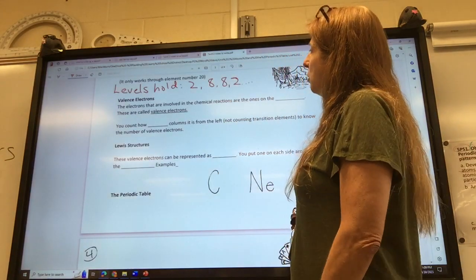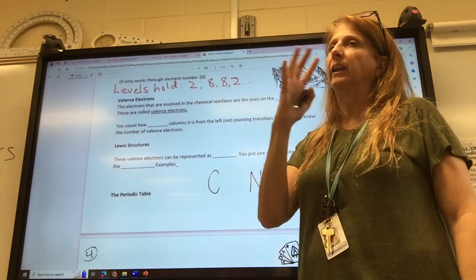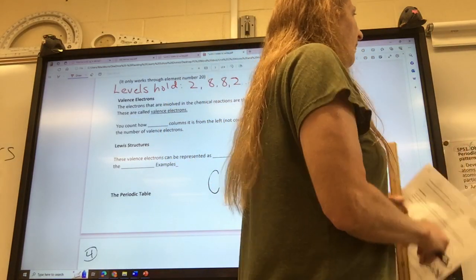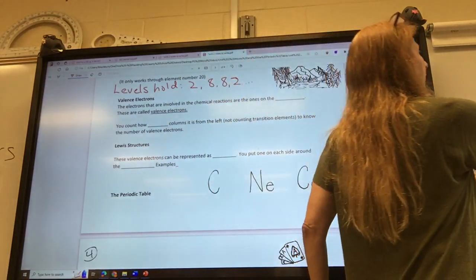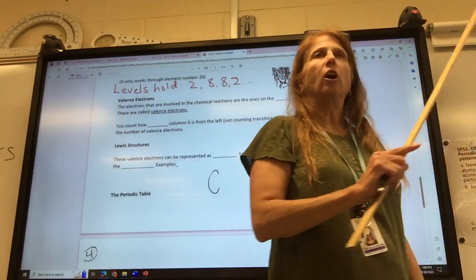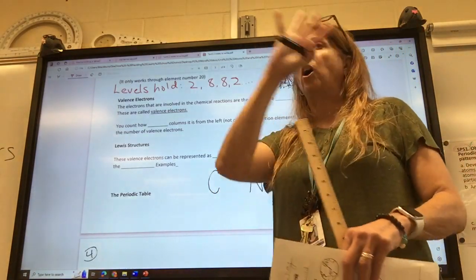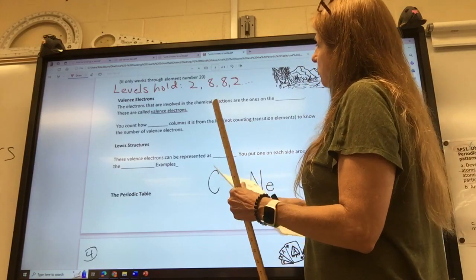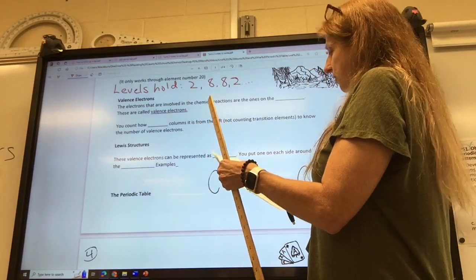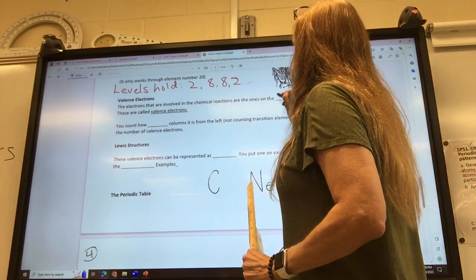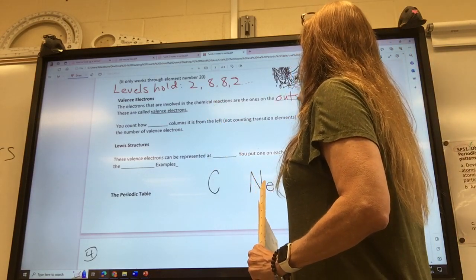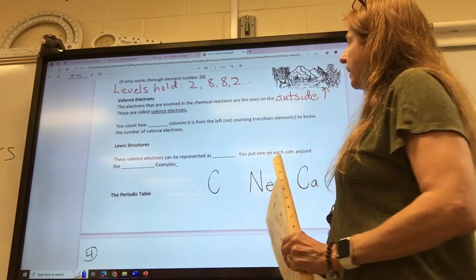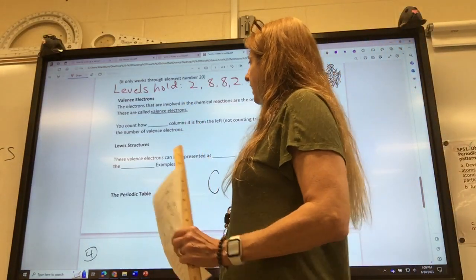Okay, and those are the electrons that are on the outside. It turns out that the electrons deep in the inner levels don't undergo chemical reactions. It's only the ones on the outside, so they're the most important ones. So the electrons that are involved in chemical reactions are the ones on the outside. So we have a nice little picture of outside to help you remember. These are called valence electrons.